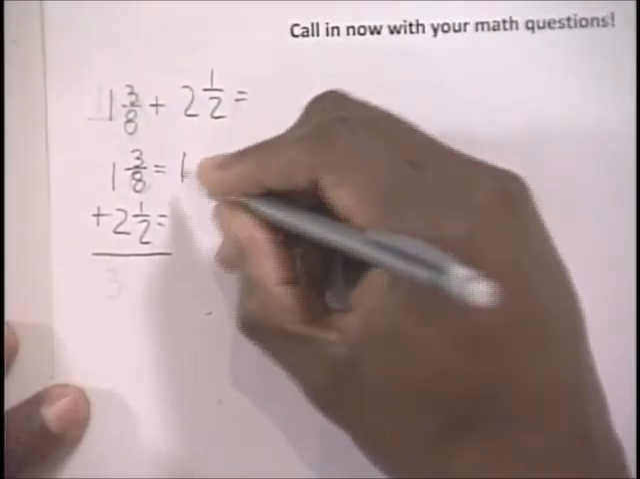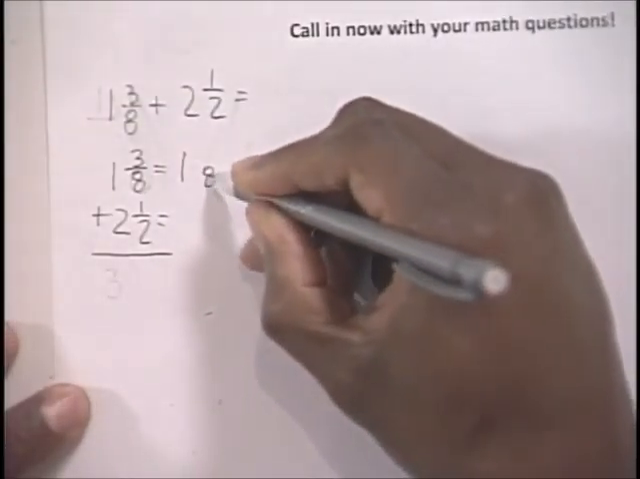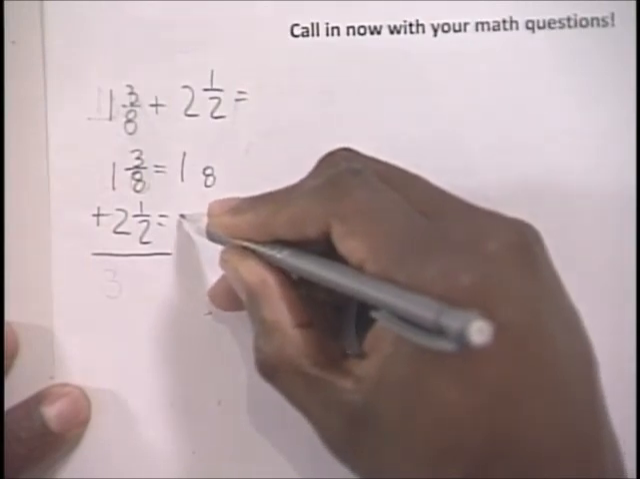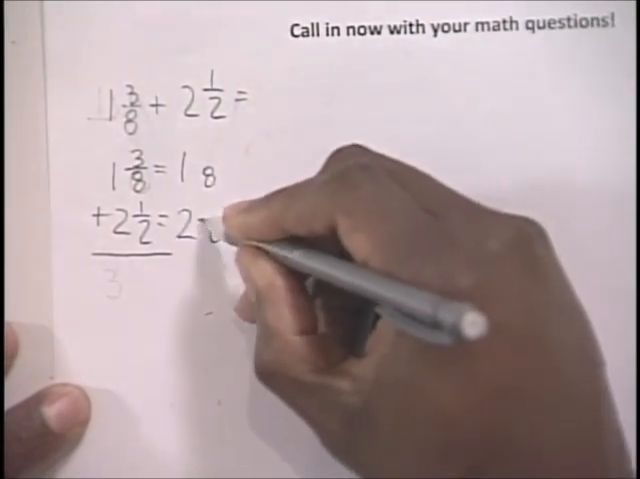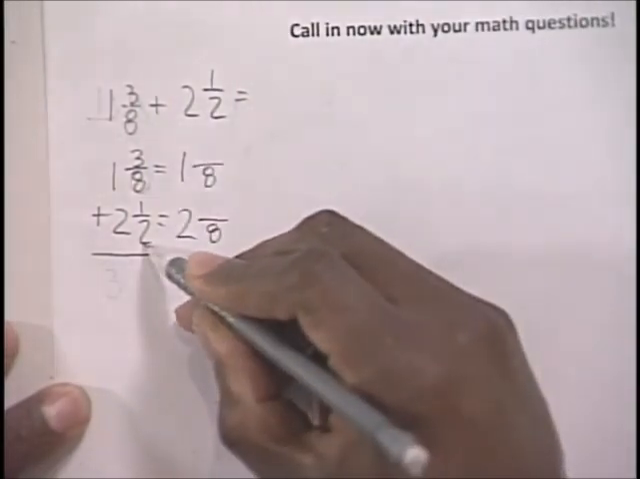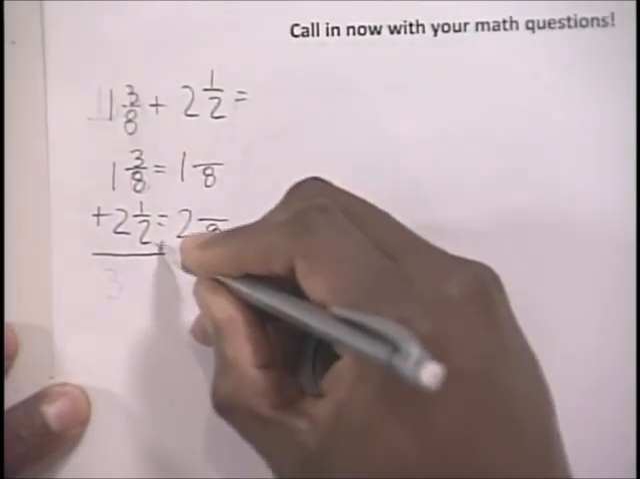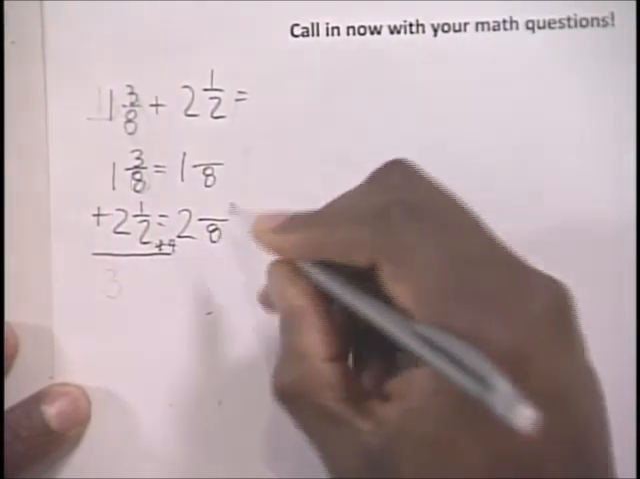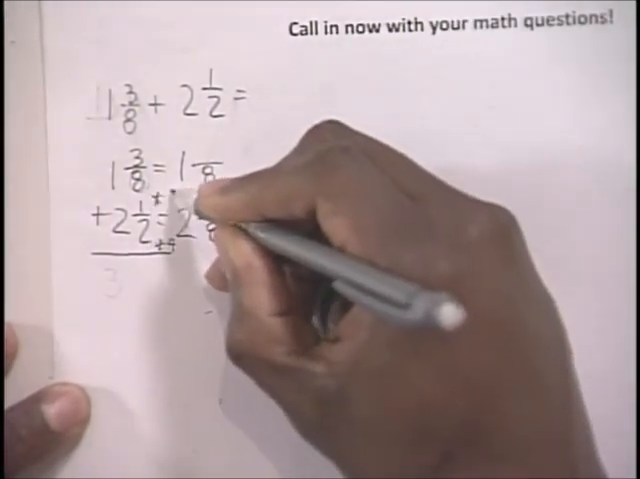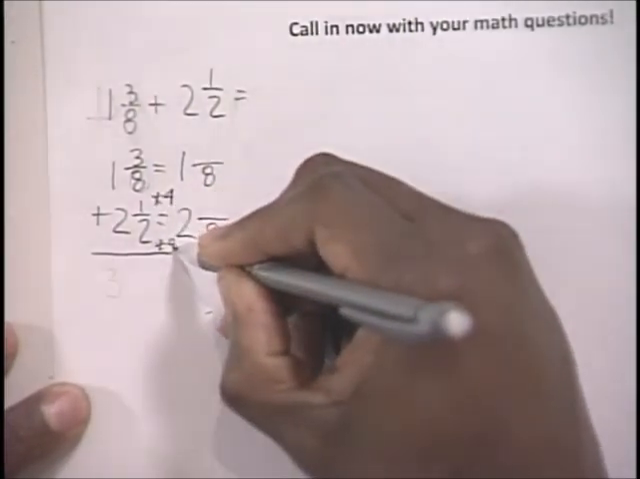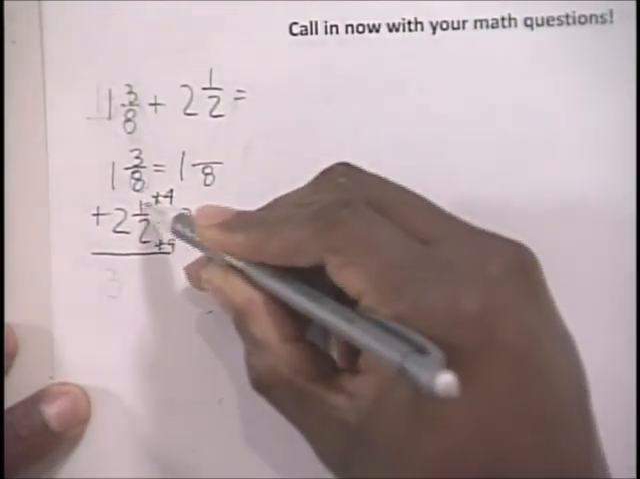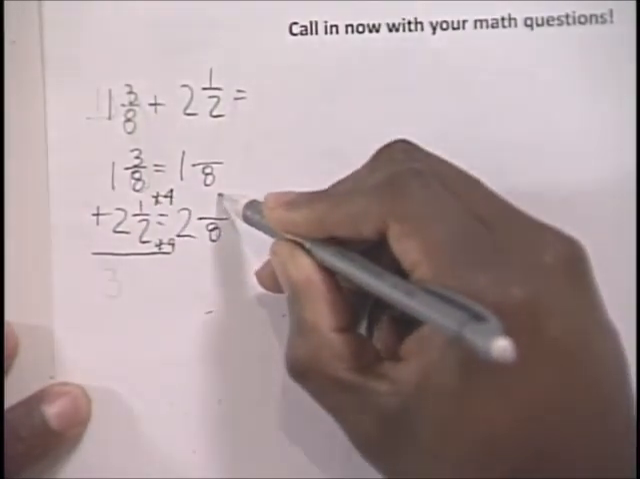All right, so we bring the 1 over. 8 is our common denominator because 2 can go into 8. So now you ask yourself, 2 times what will give you 8? 4. All right, very good. So you multiply the denominator by 4 to get that. And now you're going to multiply this numerator by the same 4 that you multiplied here. So 1 times 4 is 4.